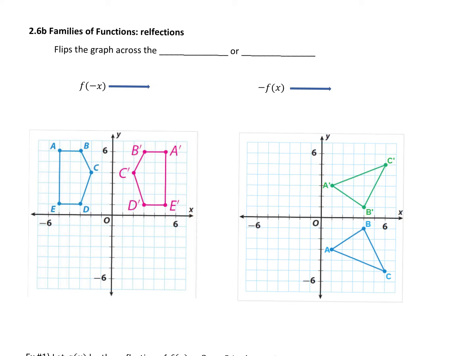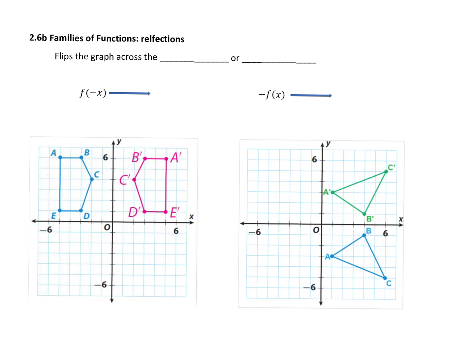When we are doing reflections, there are two different ways that we're going to reflect. One of them is over the y-axis. This is kind of like what we talked about yesterday, with the difference of: are we moving on the y or are we moving on the x? This is a reflection across the y-axis or a reflection across the x-axis.